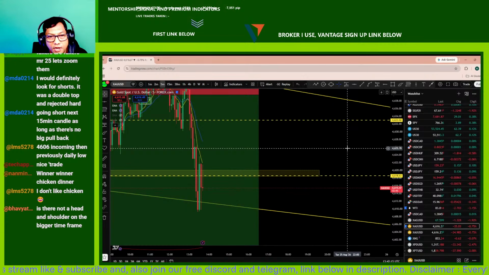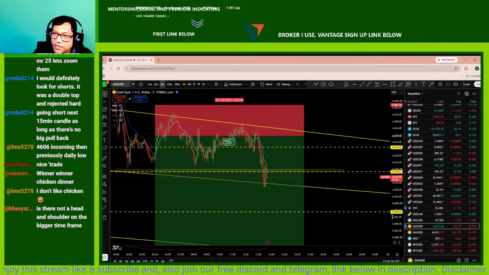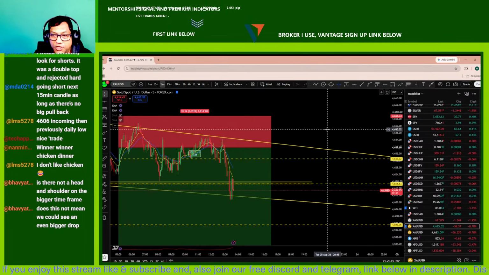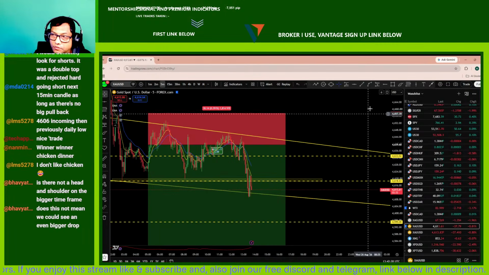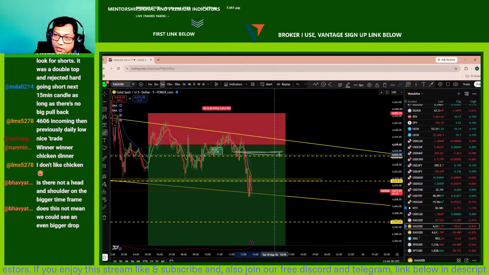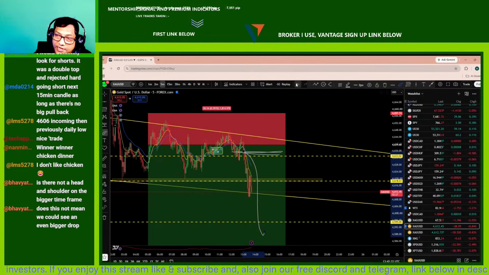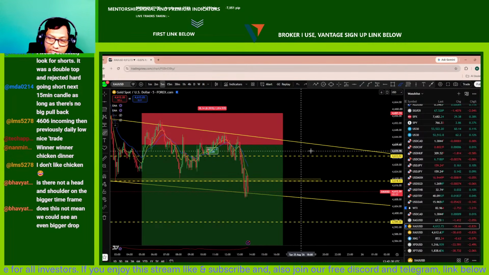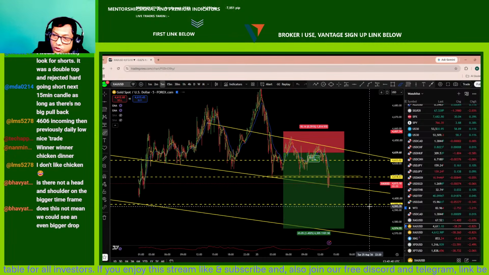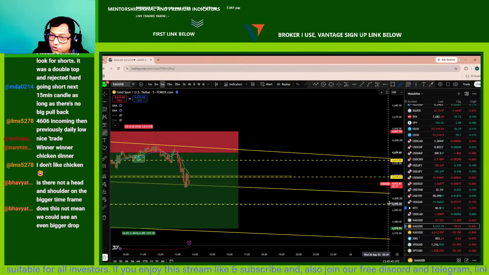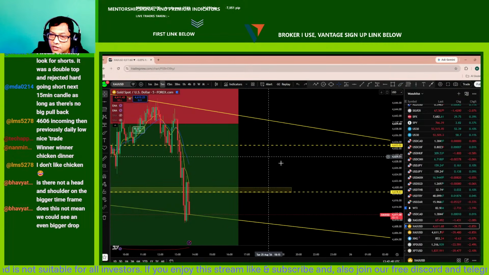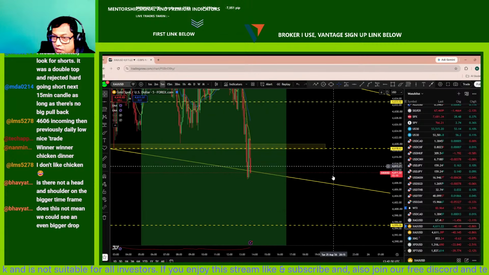Is there not a head and shoulder on the bigger time frame? Yeah, there is a head and shoulder on the larger time frame, and that's why we saw the market reflect that. It dropped back below, but along this area was a good zone for selling that head and shoulder. At the moment the market is in a downtrend, but at the same time it has come significantly lower, that can create further bearish move in this area.